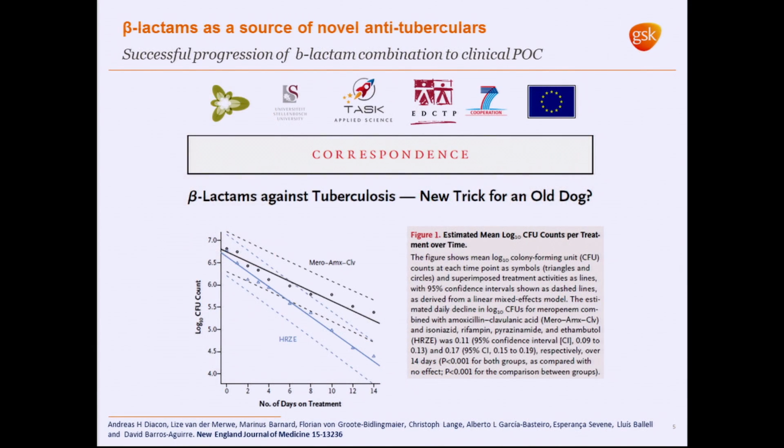So just returning to the topic of beta-lactams, this was published in the New England Journal, demonstrating the proof of concept that in an early bactericidal activity clinical trial, meropenem in combination with amoxiclav, so that's amoxicillin and clavulanate, actually has a demonstrable effect in reducing bacterial load in the sputum. And you'll see there that it actually compares pretty well with the standard combination HRZE.